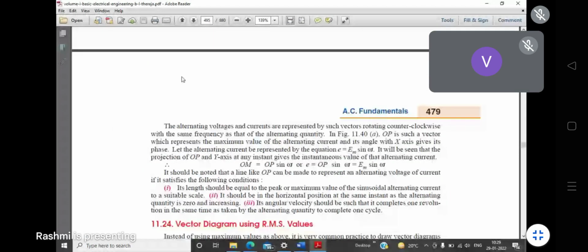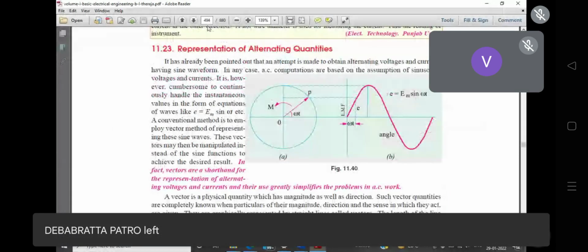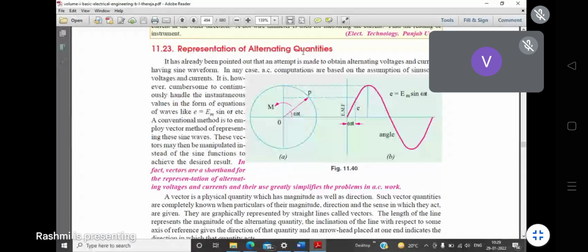This is the thing you have to study: the representation of alternating quantities. I have explained in the classroom how to represent an alternating waveform. This is the waveform here. On the right side, you can see the waveform, and its equation is Em sin omega t. That means its highest value is Em, and similarly the lowest value is minus Em.